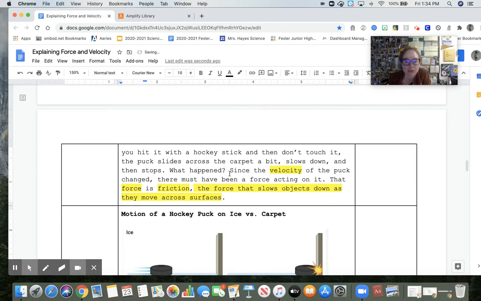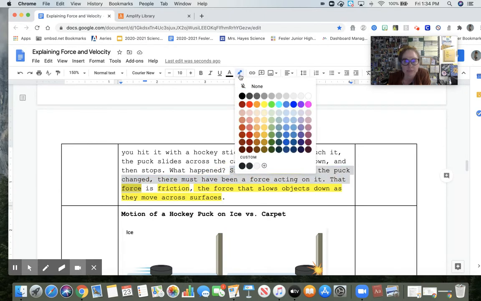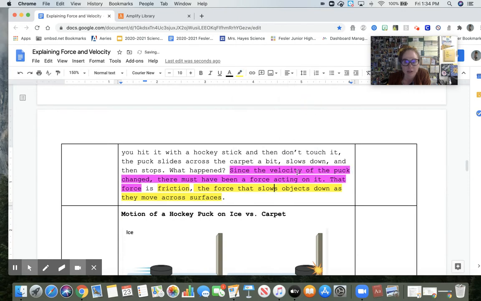Okay, let's go look at the rest of this, though, right here. So since the velocity of the puck changed, there must have been a force acting on it. That doesn't give me the definition of velocity or the definition of force. Instead, it gives me key information. So I'm actually just going to make my life easy. I'm going to turn this all pink because that was the main idea. And then I'm going to go back and change the word velocity to yellow and change the word force to yellow.